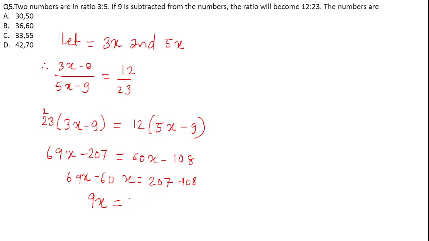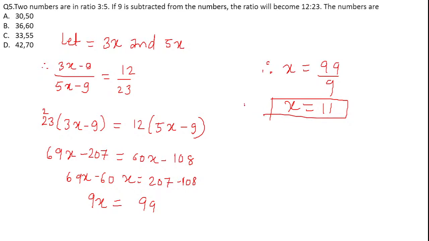60x is 9x. Then we have to do 207 minus 108, it comes 99. So we get x equals 11, 99 divided by 9, that is 11. So here we have got the x.